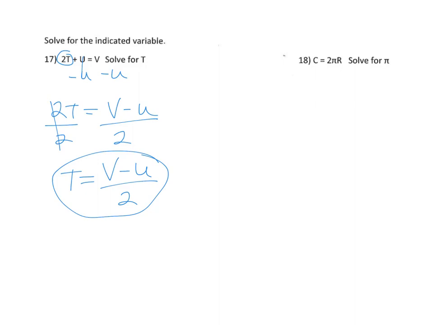Number 18, I want to get pi by itself. So if I'm going to get pi by itself, I'm going to divide both sides by 2r. That allows me to cancel the 2 and the r. I get pi is equal to c over 2r.